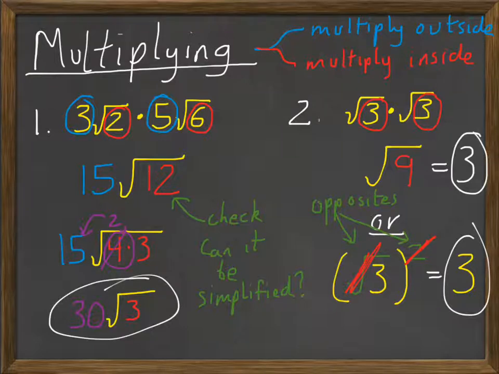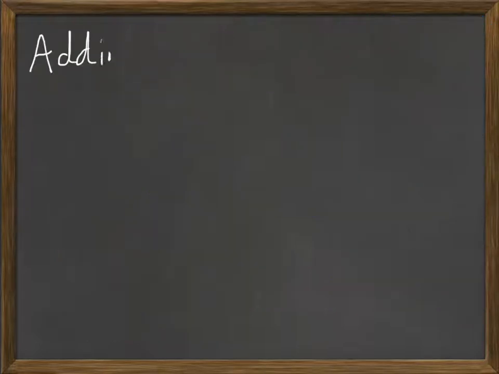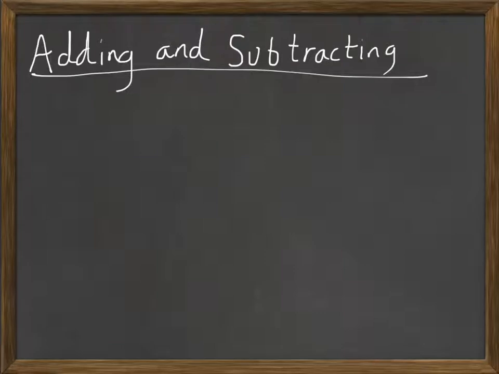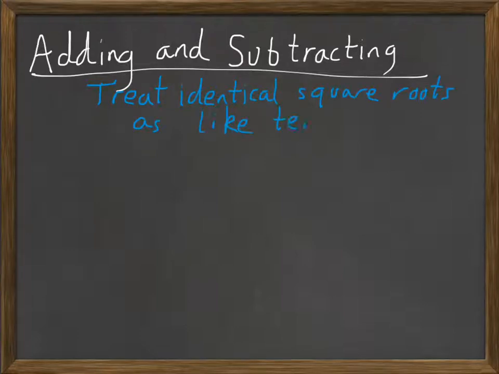Okay, so that's multiplication. Let's look at addition and subtraction. When you're adding and subtracting square roots, you treat the identical square roots as like terms. Remember adding like terms with, say, x's and stuff? So let's look at these couple examples.